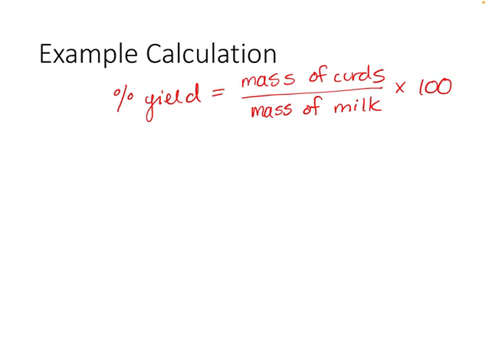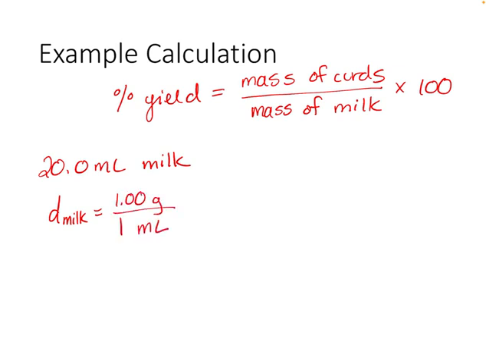Now, in part A, we're not weighing the milk out, we're actually measuring the volume of milk. So we should have about 20 milliliters of milk at the beginning. Now we need to convert that into a mass. So what we're going to do is assume that the density of our milk is equal to 1 gram over 1 milliliter. So this should be a pretty easy conversion.